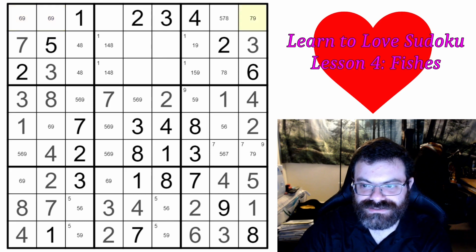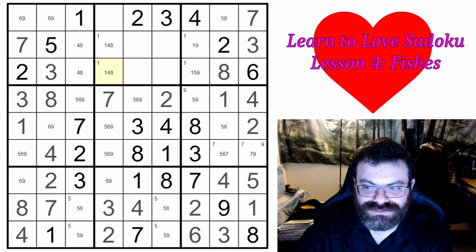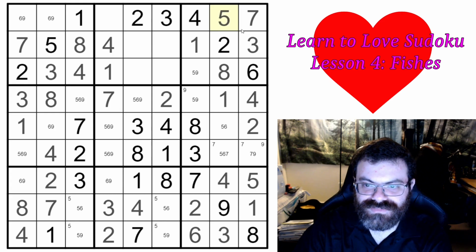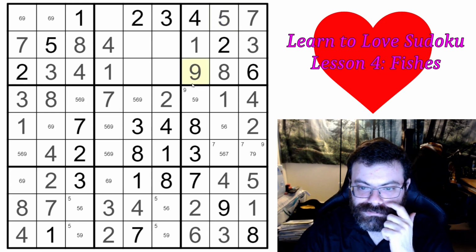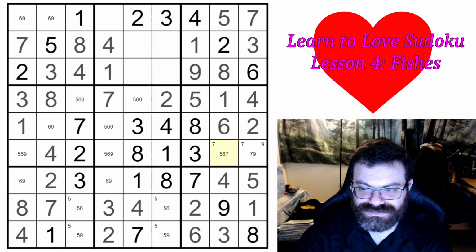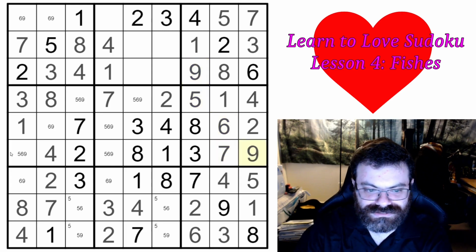This 6, 9 pair here makes this a 7. So that makes this an 8, which means this is 4 and 8. So this is 1. This is 4. This is 1. We have an 8 in the box now, so that's 5, that's 9. This is 5, 6, 7, 9. And this should be it. The puzzle's basically fallen apart at this point.